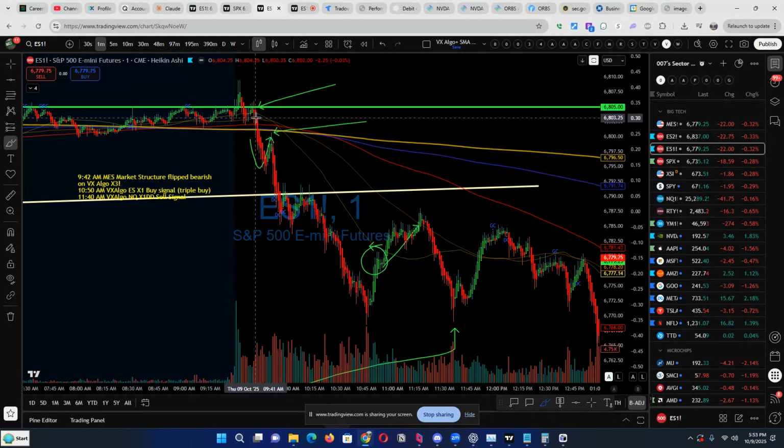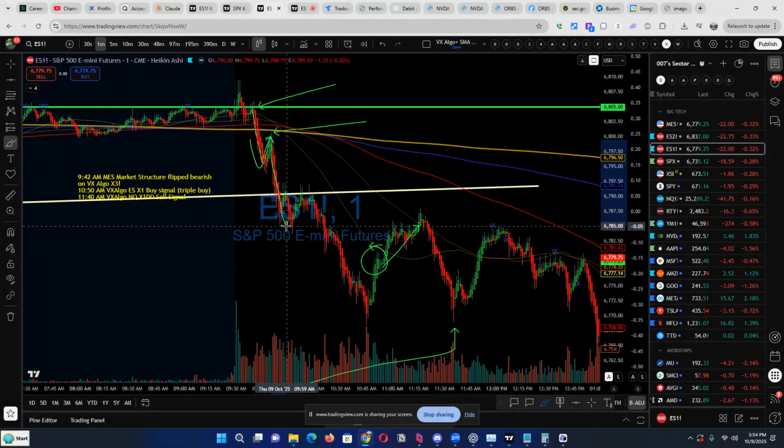9:42, we had our first bearish market structure flip signal, which tells us to short every single move back up since we're in bearish market structure, right? So we had this move back down, push back up to the MOB area. You want to short that because we're in bear market structure. And then we went down further.